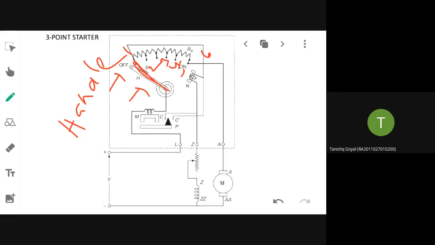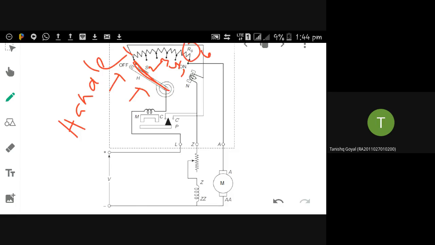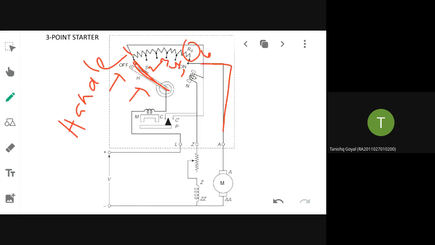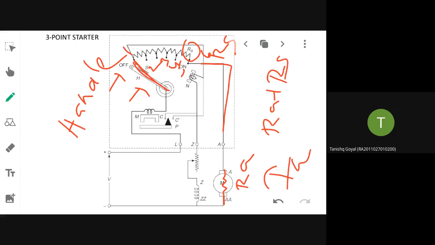So the entire Rs is connected in series with what? Armature. So here I am having Ra. Here I am having Rs. So extra resistance is thus added. So what will happen to the current? It will decrease. Okay. Started. Motor is started. Now it will develop Eb. Back EMF will be developed.